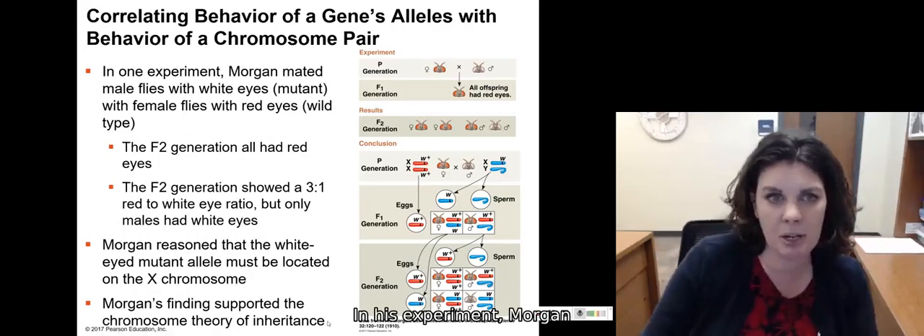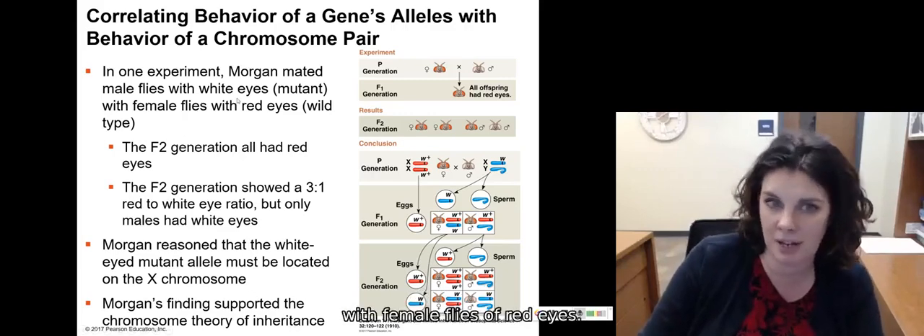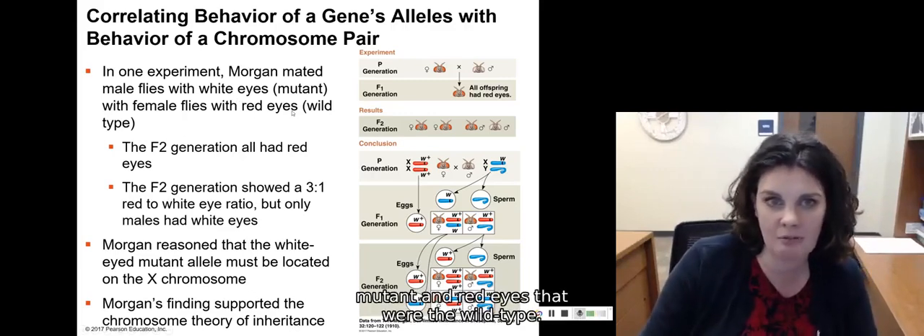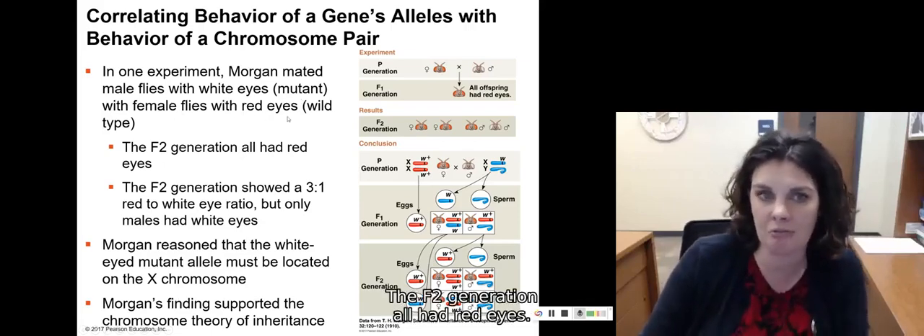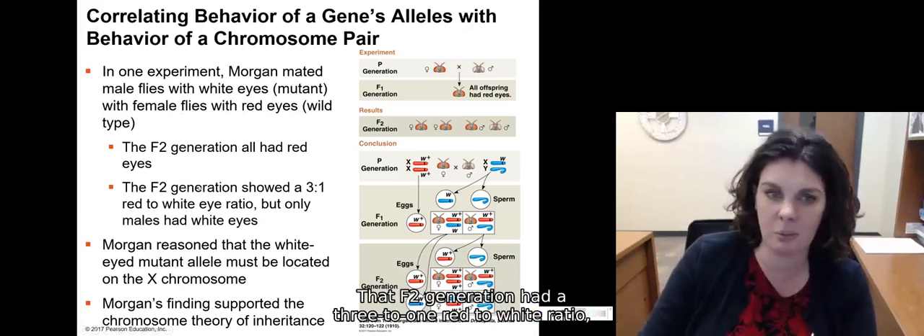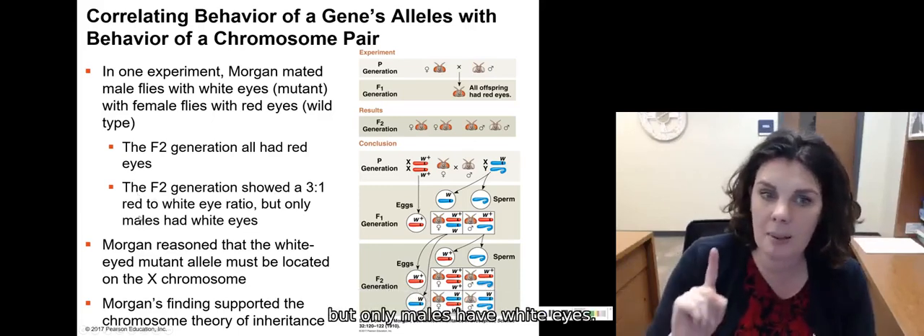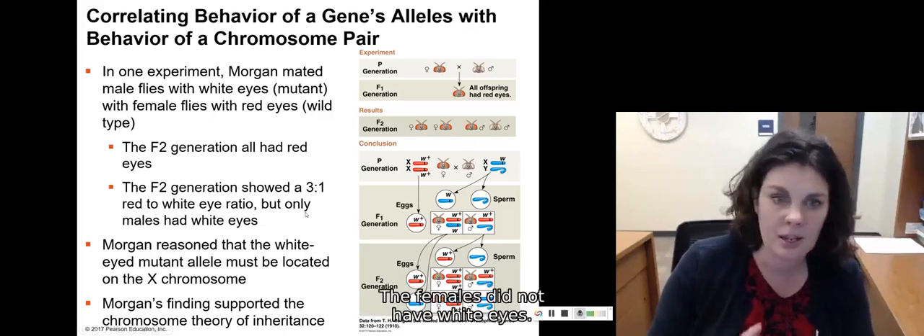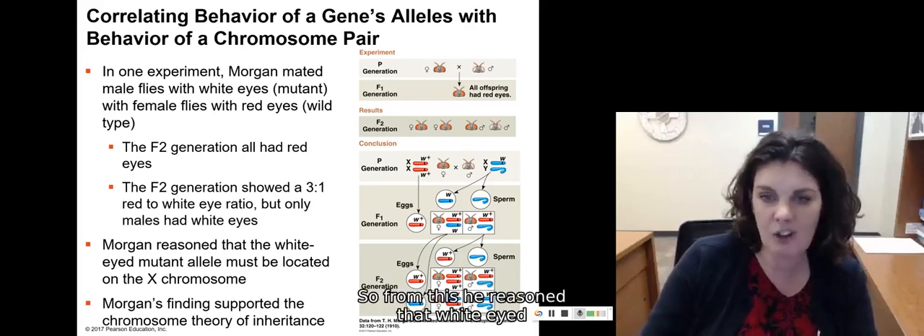So in one experiment, Morgan mated male flies with white eyes with female flies of red eyes. So he had white eyes that were mutant and red eyes that were the wild type. The F1 generation all had red eyes. The F2 generation had a 3-to-1 red to white eye ratio. But only males had the white eyes. The females did not have white eyes.